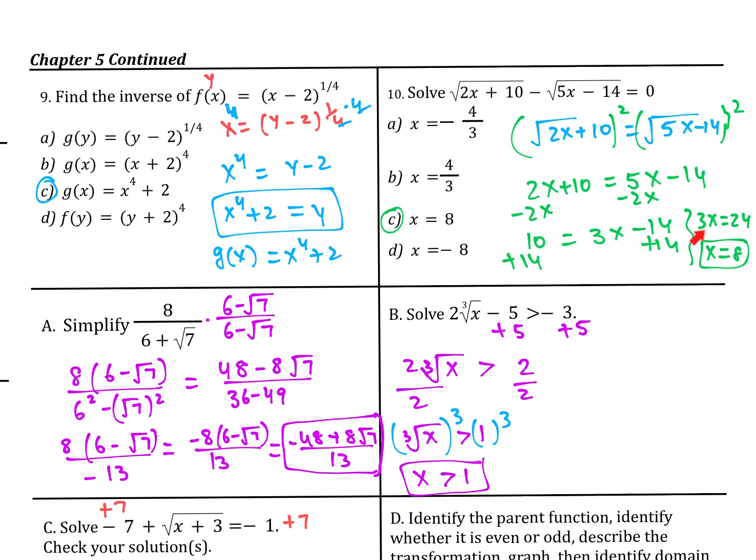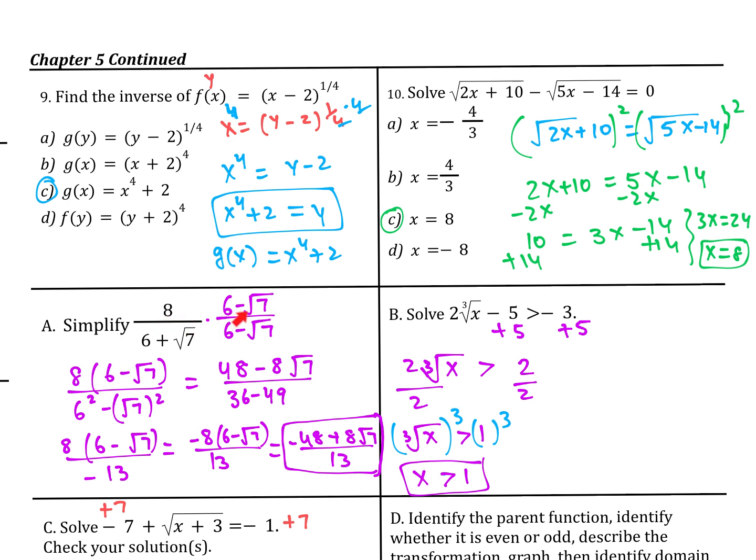You got 3x equals 24. Divide by 3, you got x equals 8. Next is rationalizing the denominator. So take the conjugate of 6 plus square root 7. Change the inside sign to negative, and that becomes the conjugate. Multiply it top and bottom.